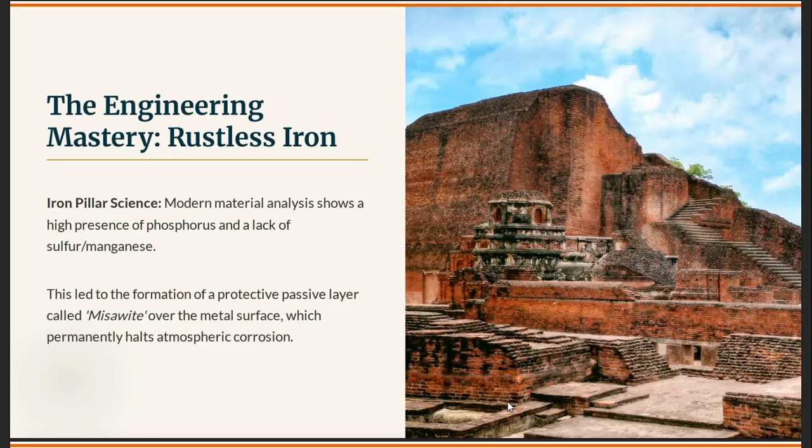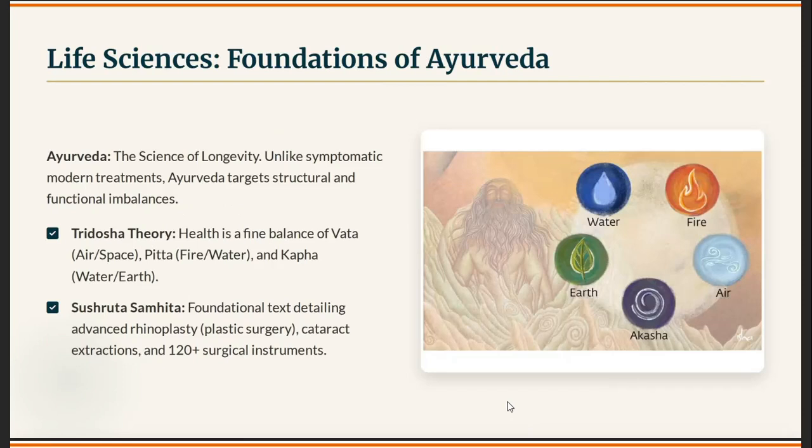So this we have seen. Modern materials analysis shows a high presence of phosphorus and a lack of sulfur and manganese. This led to the formation of a protective passive layer called misawite over the metal surface, which permanently halts atmospheric corrosion.